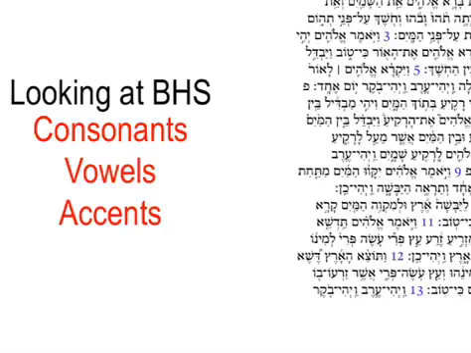Now, the accent marks are very small, and like the vowels, they're placed above and below the consonants. Those accent marks have both grammatical information encoded in them and musical information encoded in them. They help you to chant or to sing the text. They help you to know when to pause or when to continue in your reading. That's what the cantillation marks do.